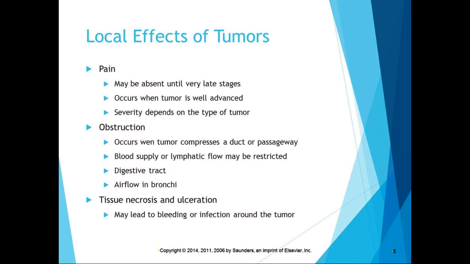So you can also have tissue necrosis and ulceration locally from a tumor, and it might lead to bleeding or infection around the tumor. So that might be your source of unusual bleeding or discharge somewhere, having that tissue necrosis. So that's why it's one of the signs of cancer.